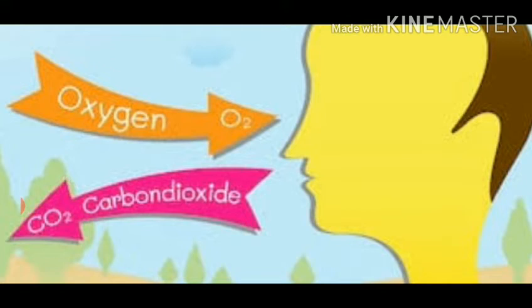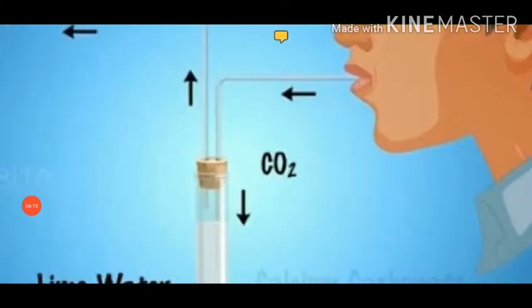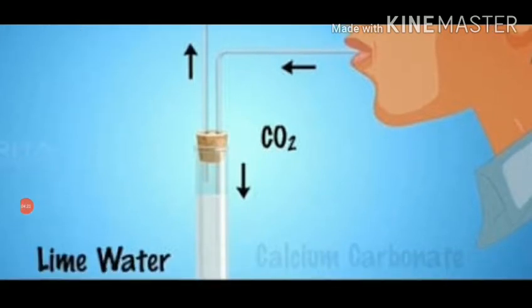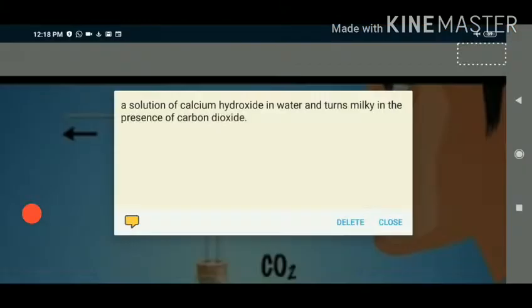Now, to show that carbon dioxide is released during exhalation, we will be performing a simple activity. For this activity, we require a clean test tube, a glass or plastic bottle we can take, and freshly prepared lime water. Now, what is lime water? Lime water is a solution of calcium hydroxide in water, and it turns milky in the presence of carbon dioxide.